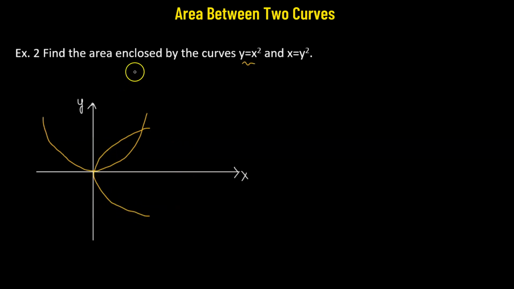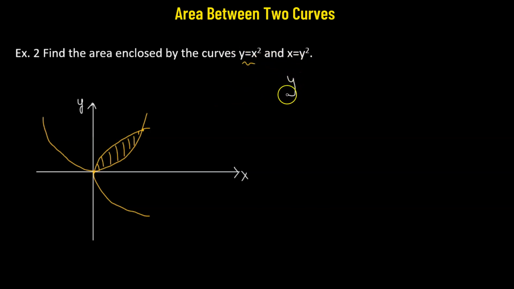So what we have to do is find the area enclosed by these two curves. That means we want to determine the area of this particular shaded region. For this, we need the coordinates of their intersection. So we will have to solve y equals x squared and x equals y squared. This is a very simple equation.